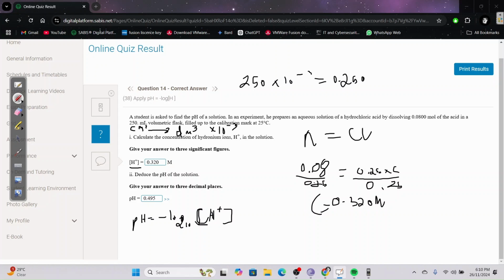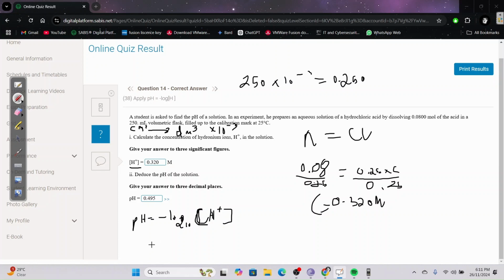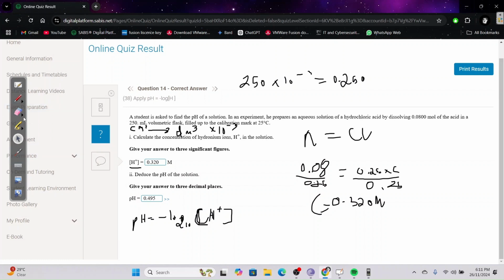So there we go. Okay, so you do it now, you have your concentration 0.32. So negative log, which gives us 0.4948, or 0.495 to 3 decimal places.